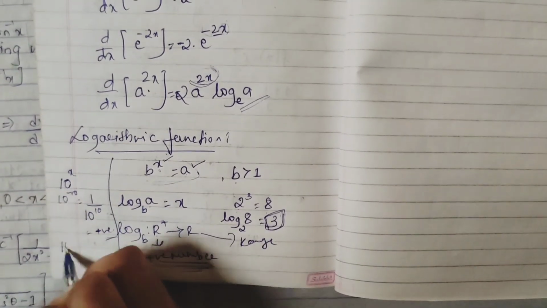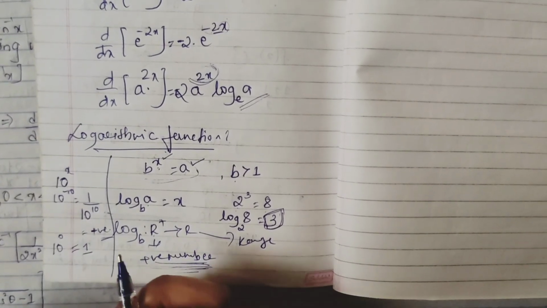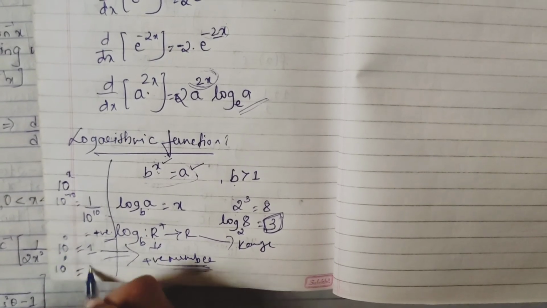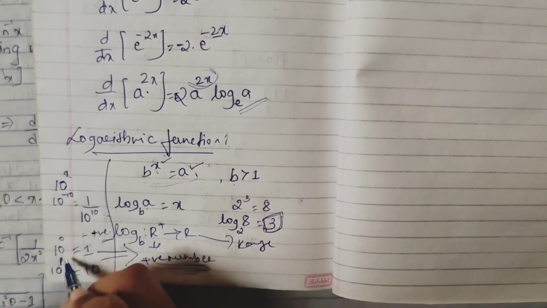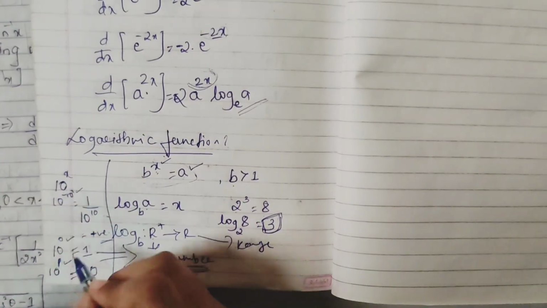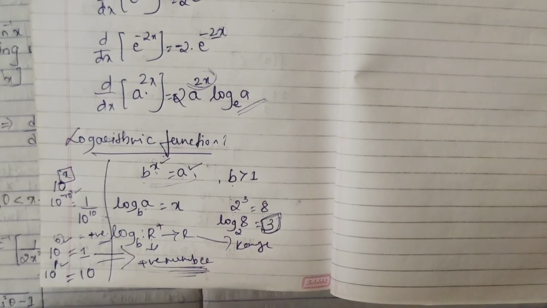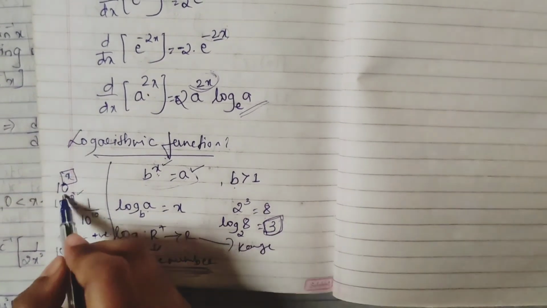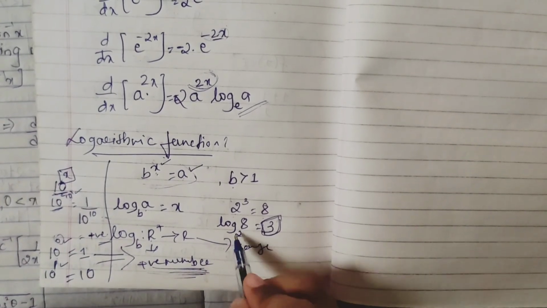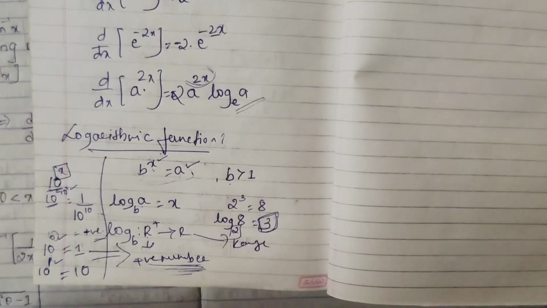If I take 10 raised to 0, 10 raised to 0 will be what? 1. This is a positive real number only. If I take 10 raised to 1, that also will be 10. So whether I take positive, 0, or negative, x can be any value. This x can be positive, negative, or 0. But the term b, whatever it will be, should be only positive. The base should always be positive. This is the thing you should know.